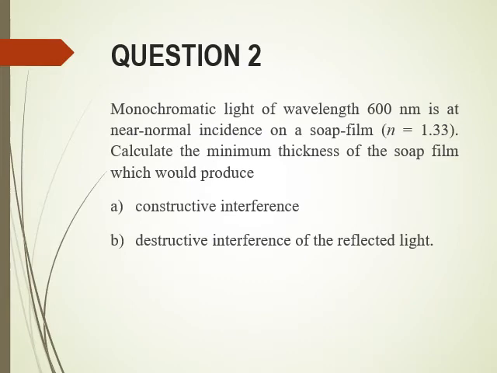Question 2. Monochromatic light of wavelength 600 nanometer is at near normal incidence on a soap film. Given n equals 1.33, calculate the minimum thickness of the soap film which would produce constructive interference and destructive interference of the reflected light.